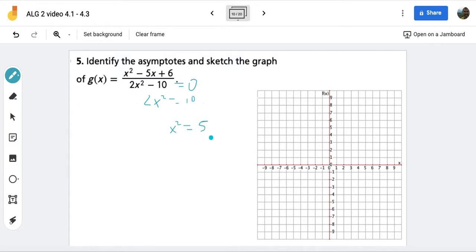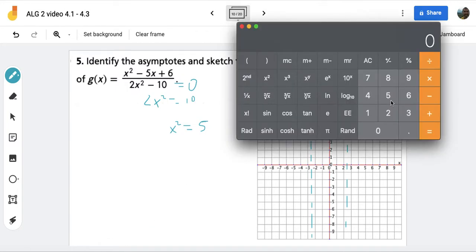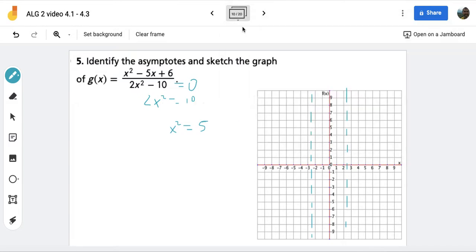Square root of 5 is about 2.4, somewhere in here, and also a negative 2.4, I think. Let me double check that. Square root of 5, 2.2. All right, so we'll pretend that's at 2.2 and that's at -2.2. So there's the vertical asymptotes.